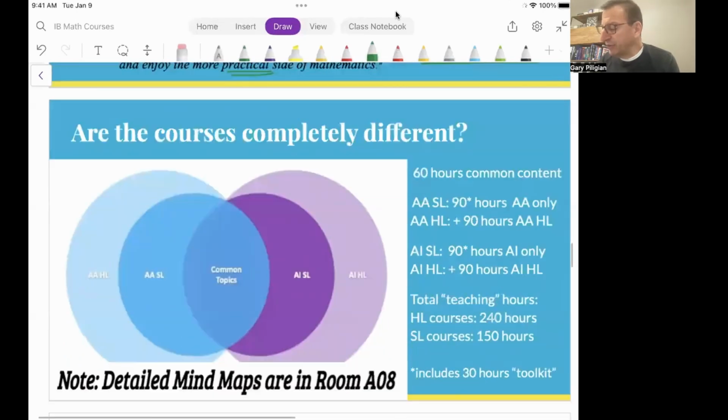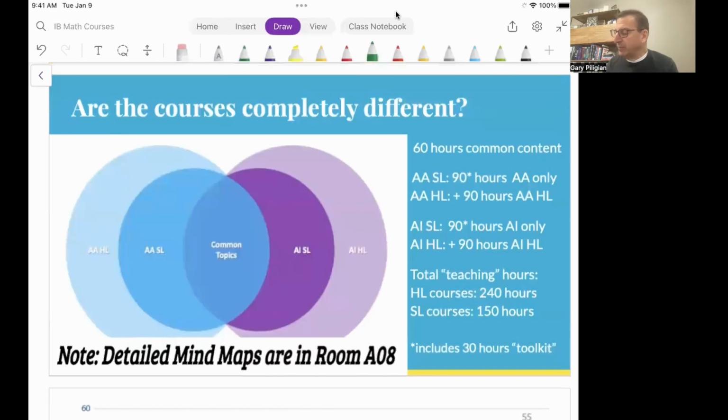All right. Are the courses completely different? No, they're not. You'll see a detailed mind map of topics in room A08 at WIS, but there are 60 hours, this football here in the middle, of content that is shared with all four courses. Now, the SL courses are 150-hour courses, and the HL courses are 240-hour courses. These are what's called the recommended teaching hours by the IB. So let's do analysis first. If I think about these common topics, these 60 hours are taught in all four courses.